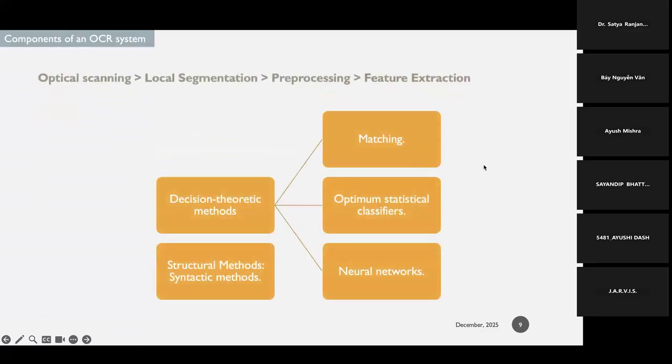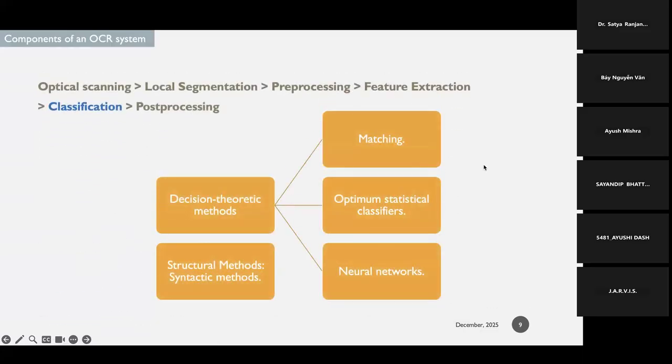Okay, let's talk about the classification or the recognition, in the form above in the previous session. So here is the classification. It is the main thing that we want to focus on, right? The classification is the process of identifying each character and assigning it to the correct character class, right?